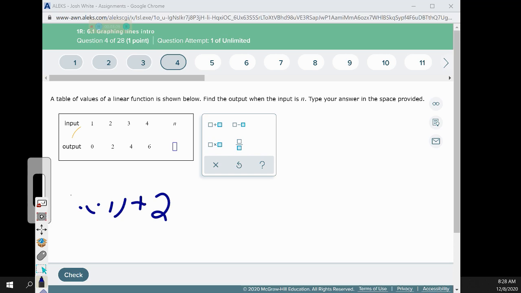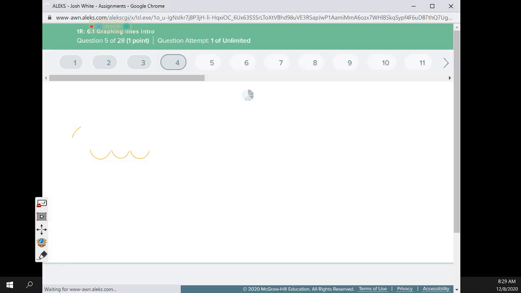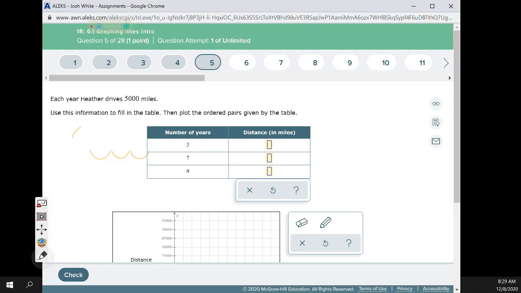So the trick is, you need to figure out how far apart are each of those numbers. Whatever distance they are apart, that's what you're going to multiply by. And then you have to check to see if it's positive or negative, and then you need to add or subtract to make it work in the end. It was negative 2n plus 2.